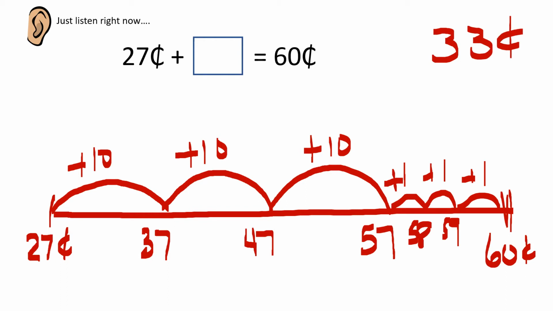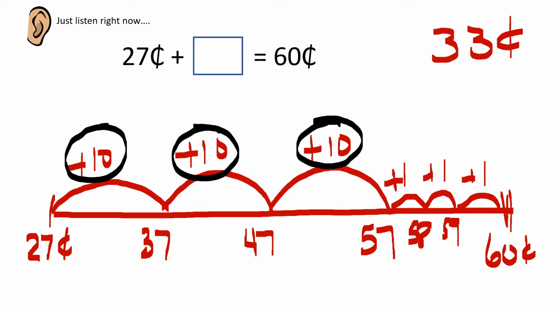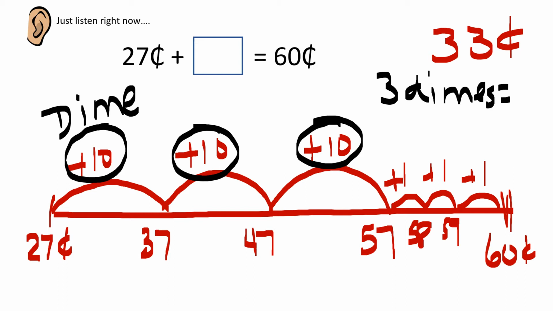Now the question wasn't how much he lost, the question was what coins did he lose? But now that we know he lost 33 cents, we can think about this as what coins equal 33 cents. If we look at what he lost, this 10, this 10, and this 10, how can we connect that to money? 10 cents is the same thing as a dime. So he lost 3 dimes because 3 dimes is 30 cents. And then 1 cent would be the same thing as a penny.